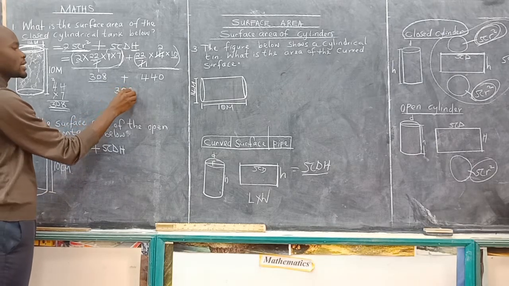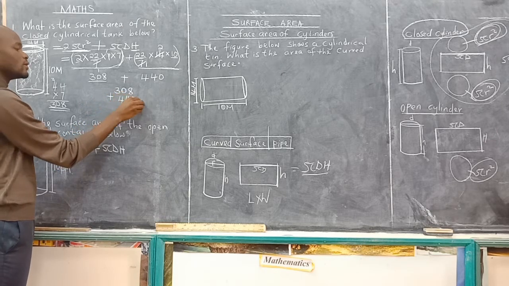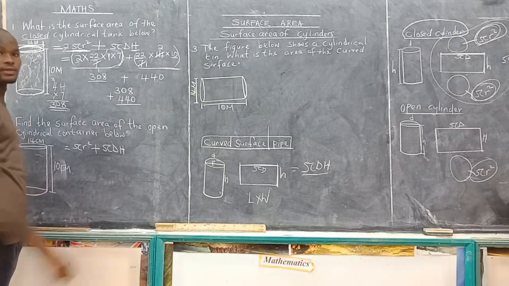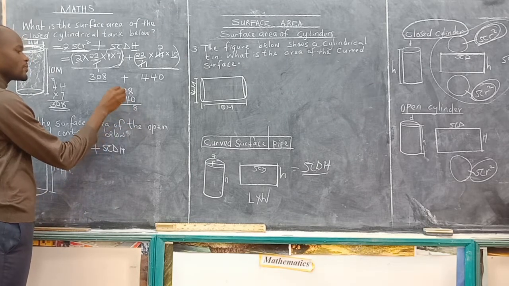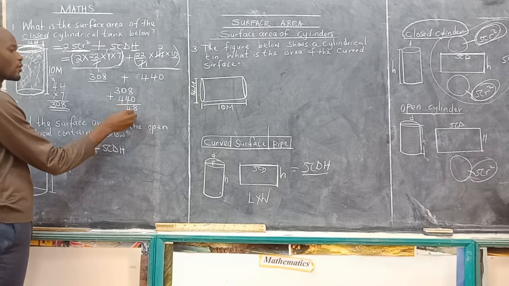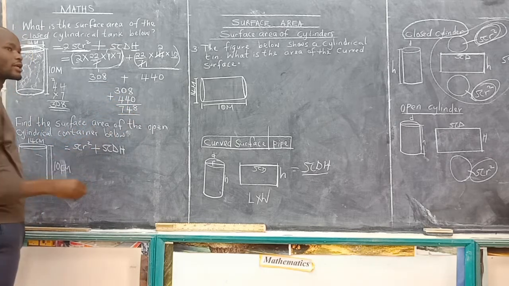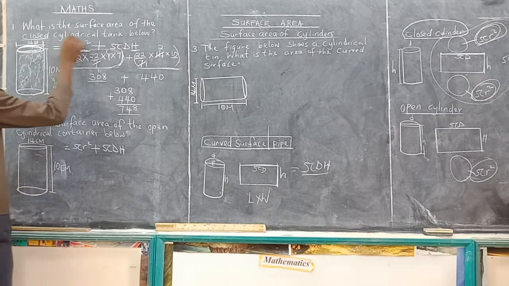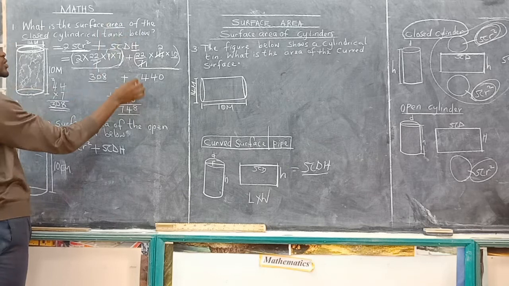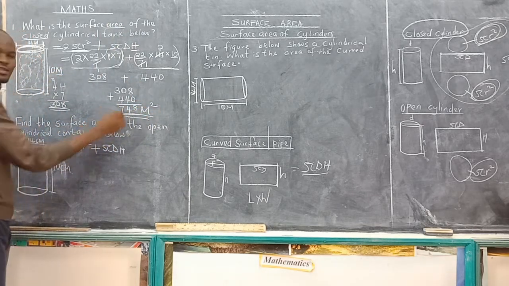So let us get the total surface area. We have 308 plus 440. You have 8 plus 0, you get 8. 0 plus 4, you have 4. 3 plus 4, you have 7. The total is 748. And remember, we are talking about surface area. So these were meters, you get meters squared. That was part one.